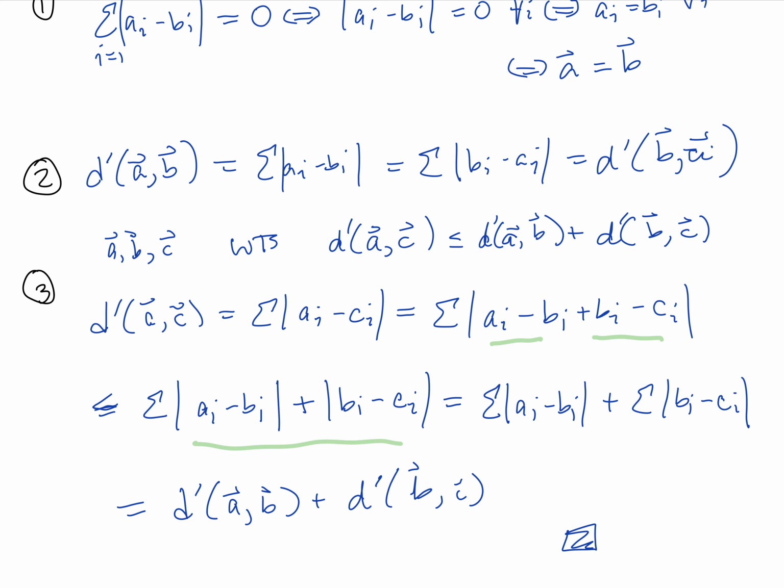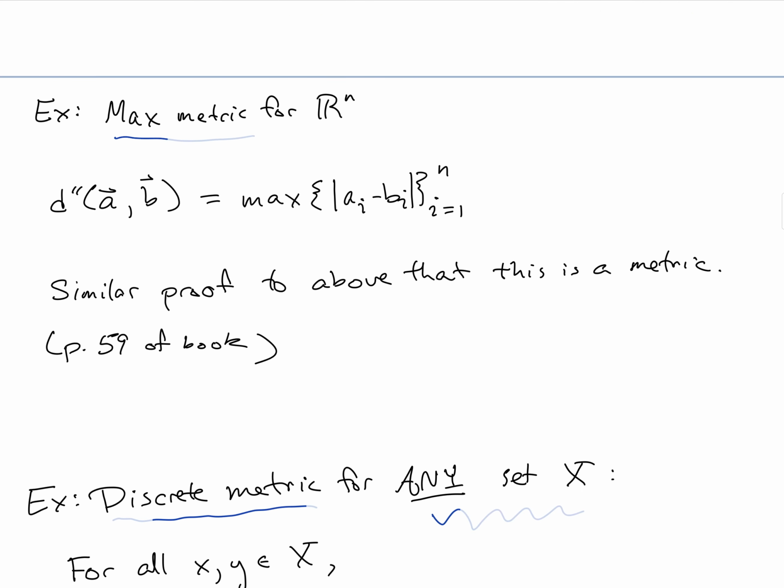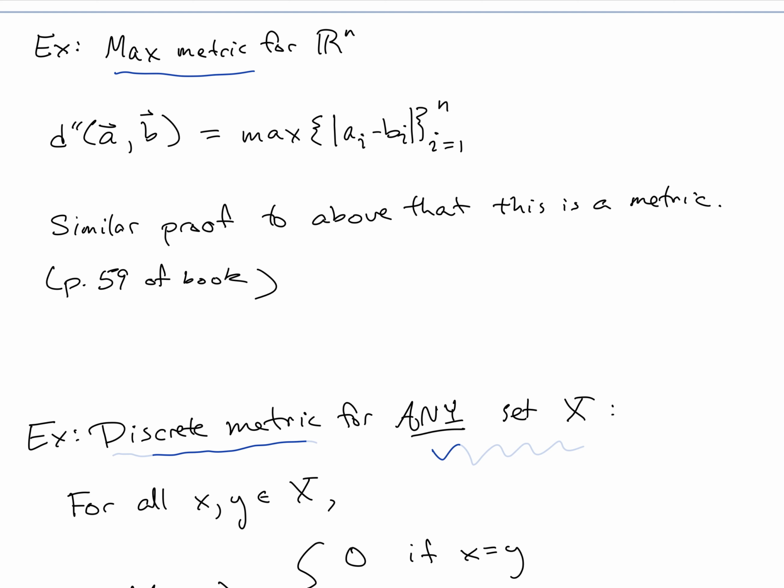Okay, here's another metric for R to the N. This is the max metric, and this is just that the distance between 2 points is the maximum of the absolute values of the differences between their components. So this is similar to the proof above that this is a metric. It's also on page 59 of our book if you want to check it out.